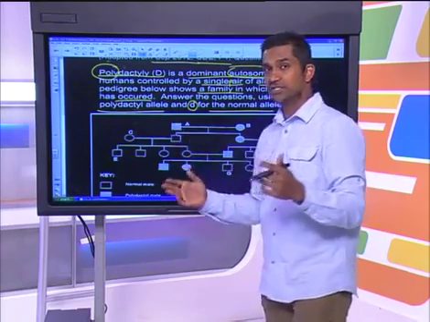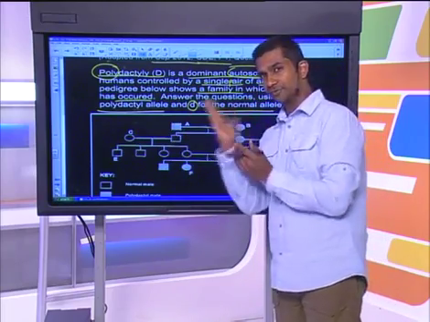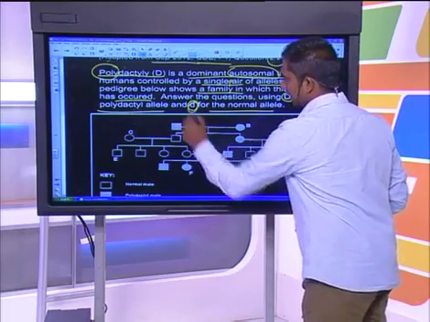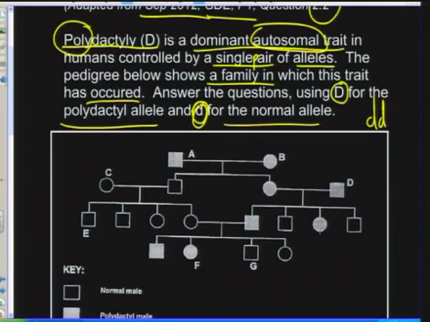If you don't have the condition, you are normal. So I'm normal for this condition. I don't have the extra finger, so I would represent my genotype using the letters small d. So let's very quickly look at the pedigree.